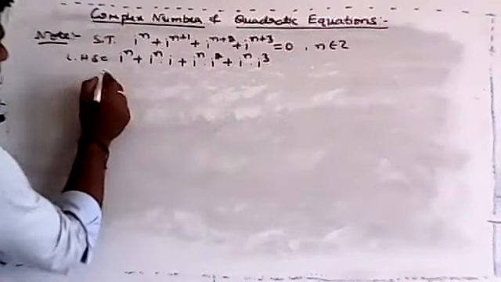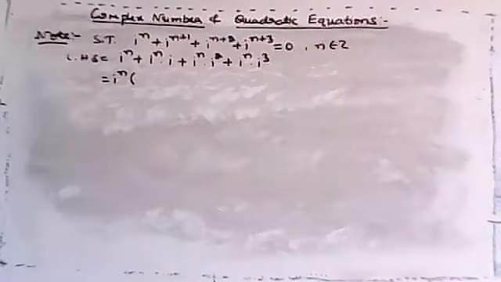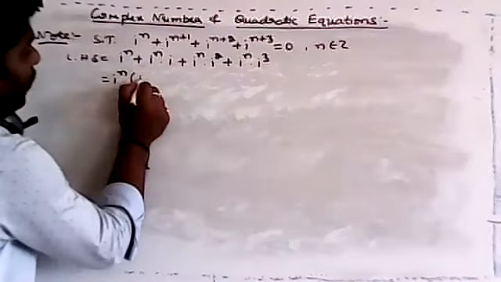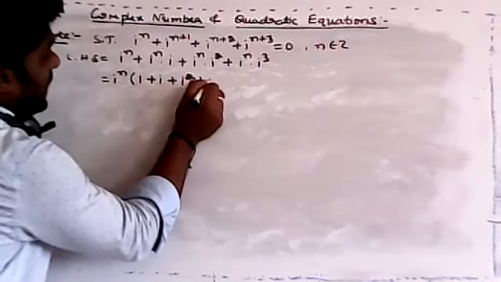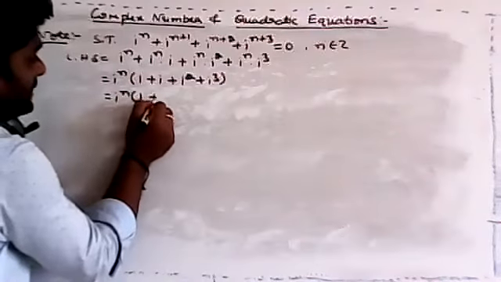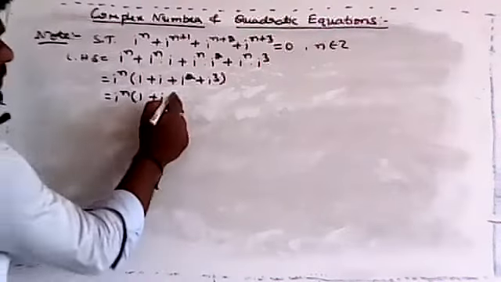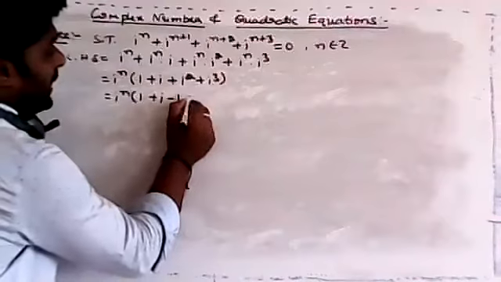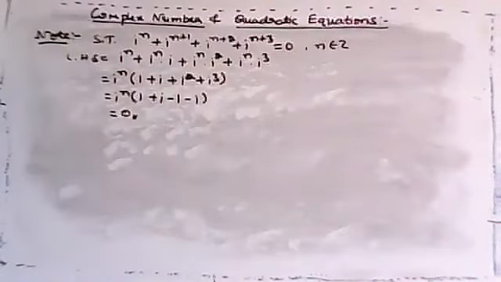Now what is common in all this? i to the power of n is common. Now what is remaining then? 1 plus i plus i square plus i cube. As we know, this is 1, this is plus i. What is i square? i square is minus 1, and i cube is what? Minus i. If it is cancelled, we'll get the answer as 0.